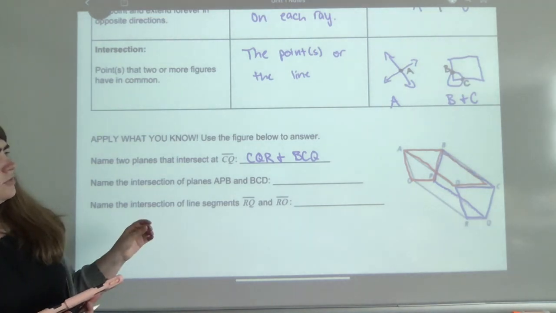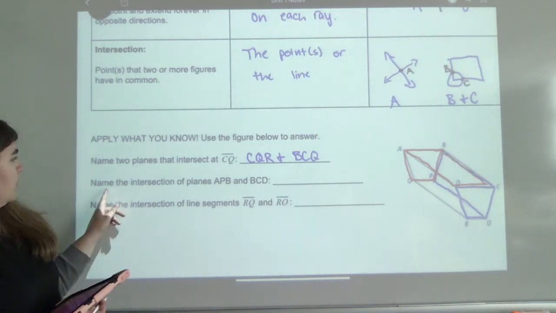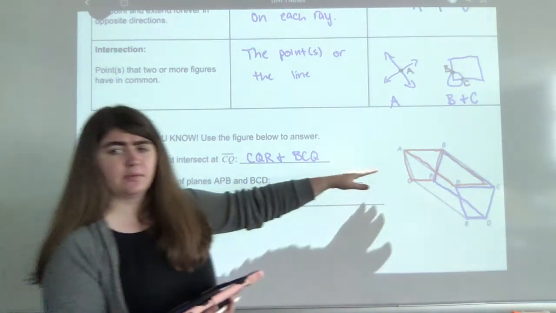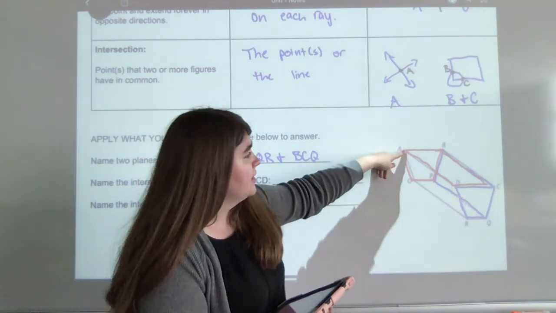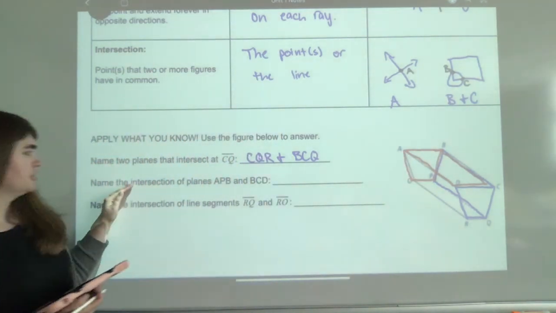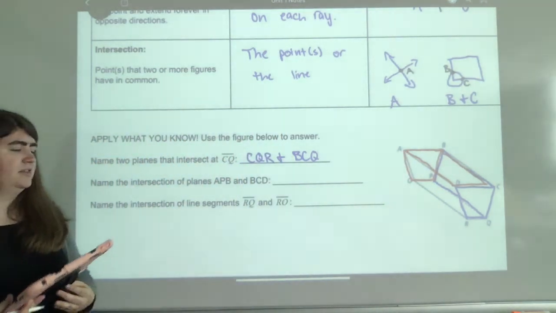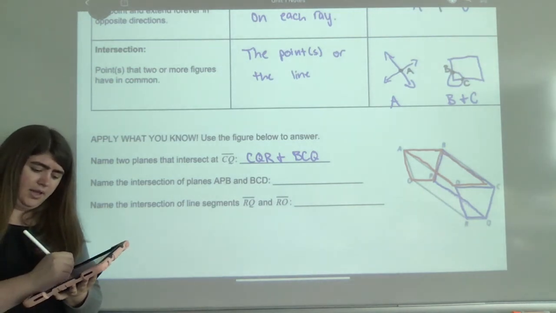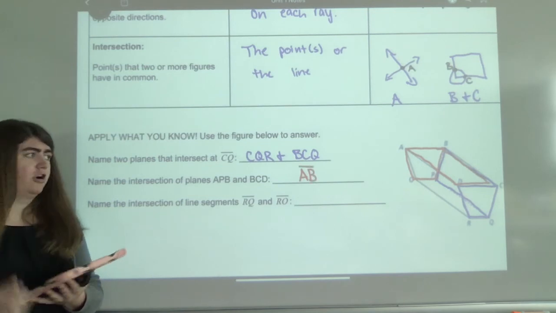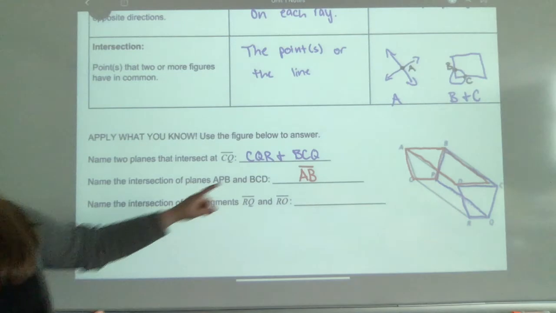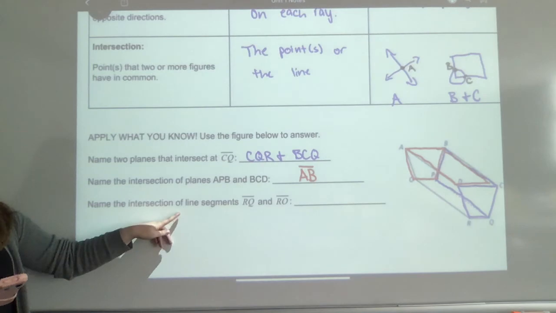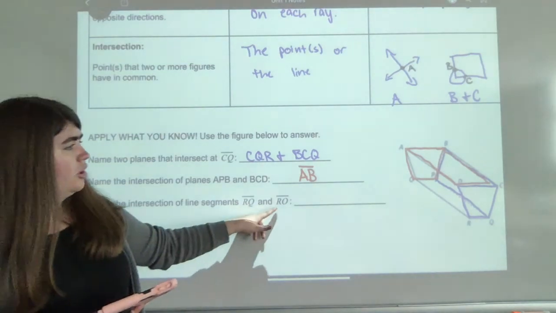So now we have those two figures pointed out, and we want to name the intersection of those planes. As I'm looking at these planes, I'm noticing that they don't just share one point, they share this whole edge. So this segment here, segment AB, is the intersection of planes APB and BCD. So let's go ahead and write that out. I have segment AB. To note that it's a segment, I have to draw that bar on the top that says segment AB.